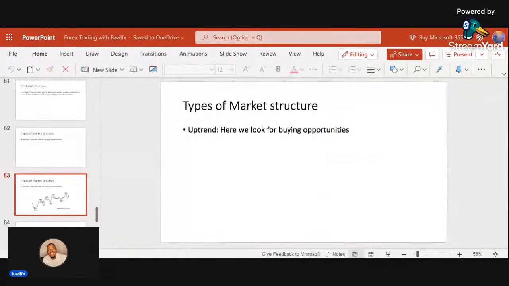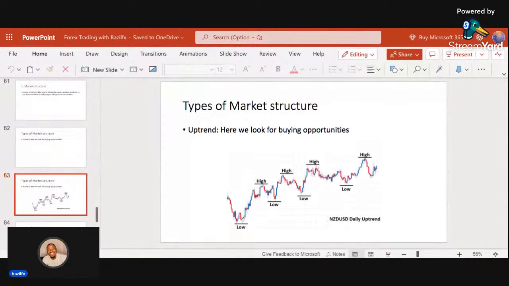Now let's go into the market structure. As I told you, it has the uptrend, downtrend, and sideways markets. So an uptrend is a market that goes up. You know, price can never go straight up. It can never go straight up. So as you can see, this is the uptrend market.